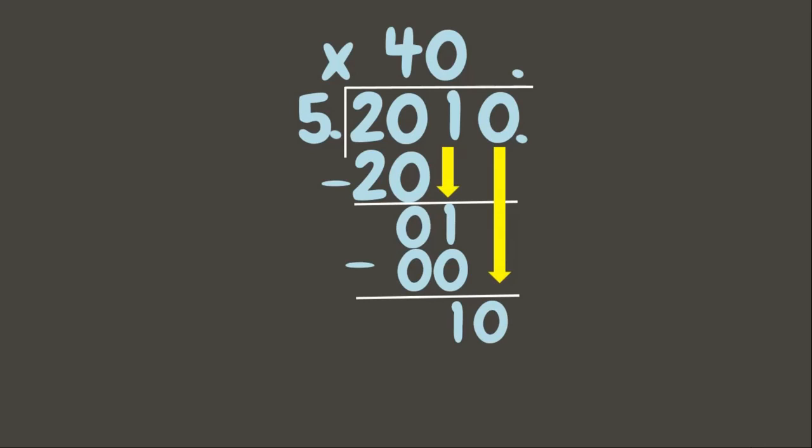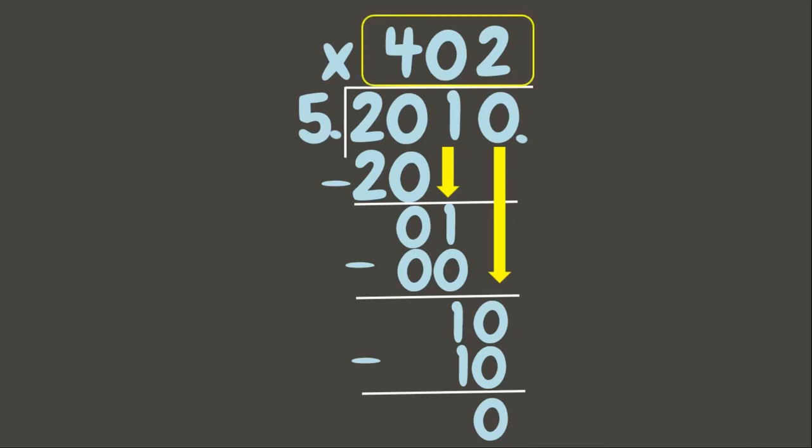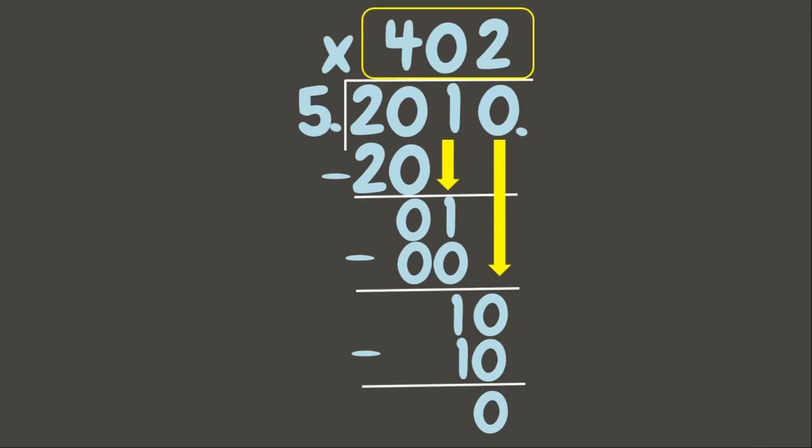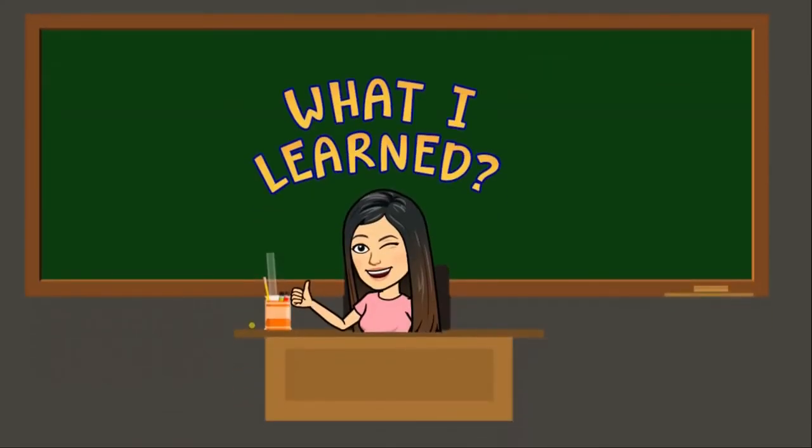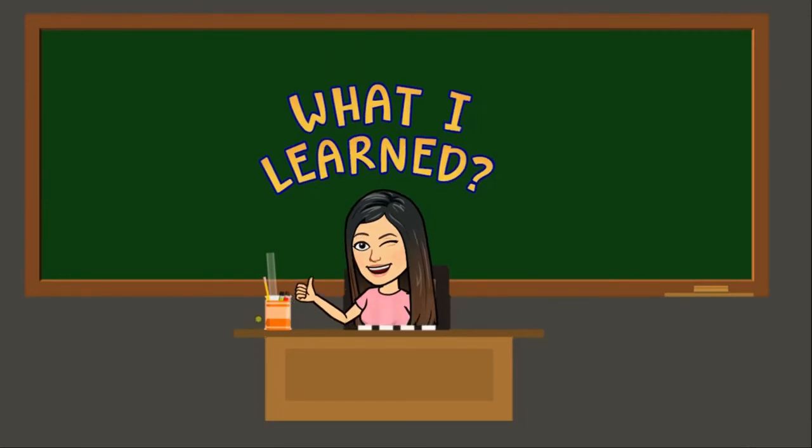10 divided by 5 is 2. 2 times 5 is 10. 10 minus 10 is 0. Since there is no more remainder, our final answer is 402. Great job, students! Here are the things that you learned today.